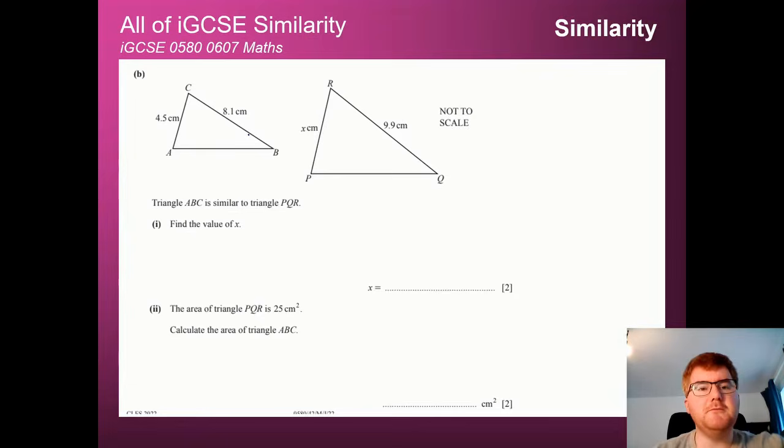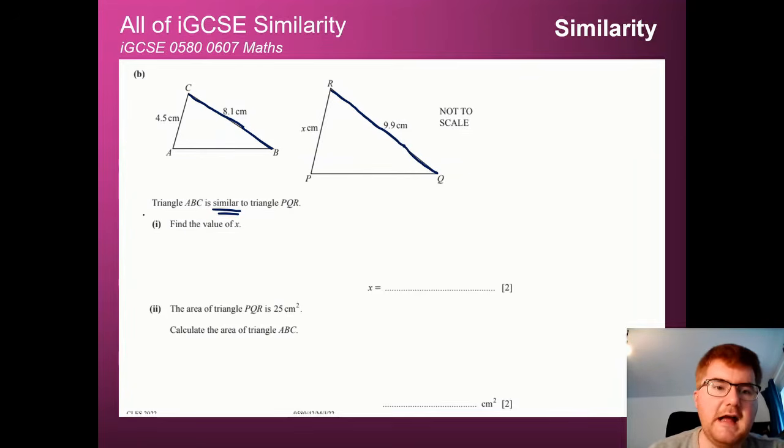On to question B here. So again, this very classical kind of similarity question here. And as soon as I see similar in the triangle, I'm thinking scale factor. It's the first thing that comes to mind. So the way that we find the scale factor is we look at corresponding sides. Notice we've got the long side here, BC, and QR, which is the same side in both triangles. And I will work out the scale factor by doing big divided by small. You can obviously do it the other way round.